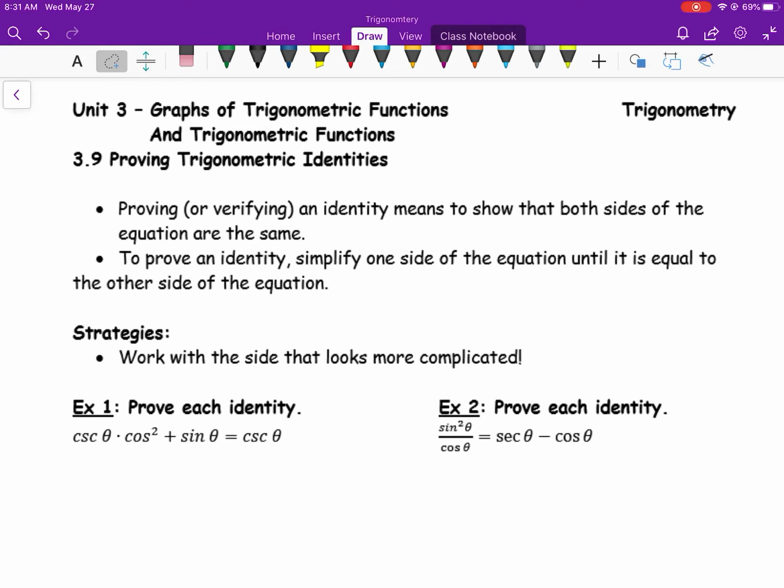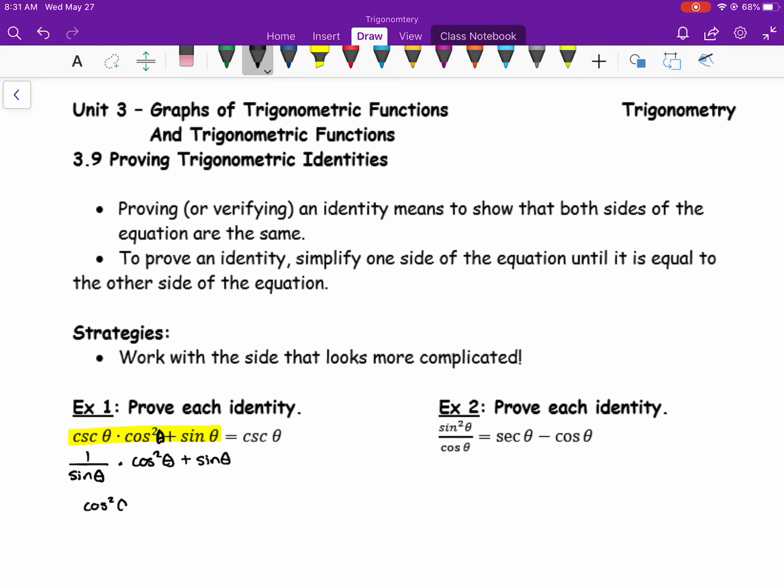Example 1, we're going to prove that cosecant of theta times cosine squared of theta plus sine of theta is equal to cosecant. This left-hand side is definitely more complicated, so I'm going to work with that one. I know that cosecant is 1 over sine of theta times cosine squared of theta plus sine of theta. So I'm going to do this multiplication here.